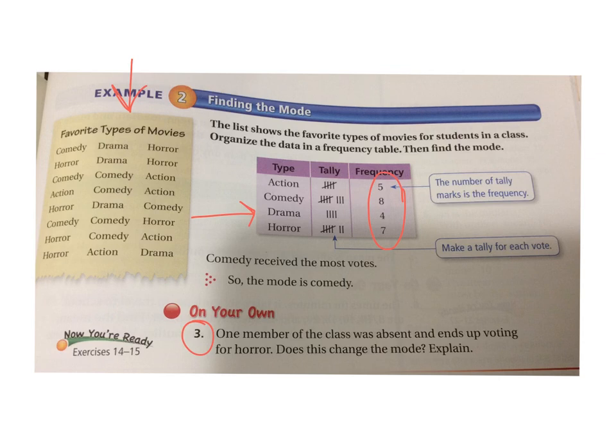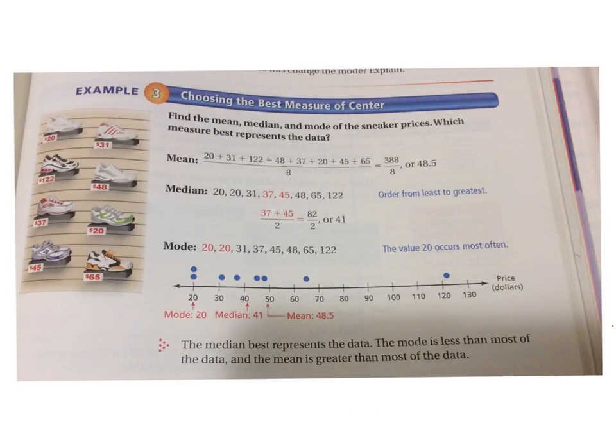It would change the mode, because then you would have 8 votes for horror and 8 votes for comedy. So then you would have 2 modes. Comedy and horror would both be modes.